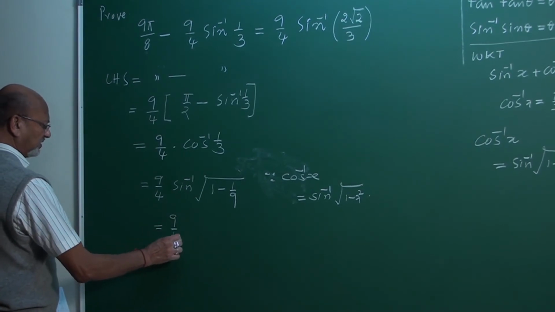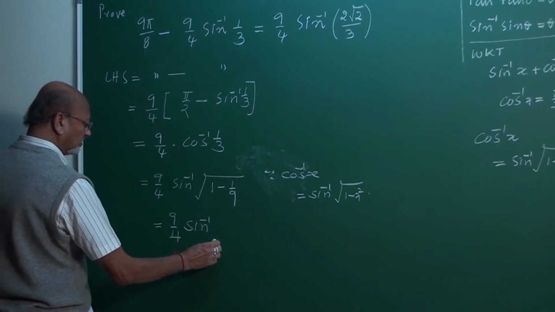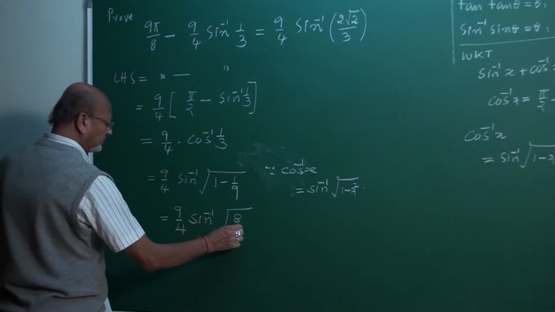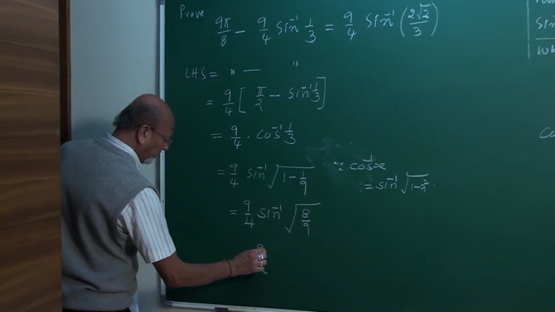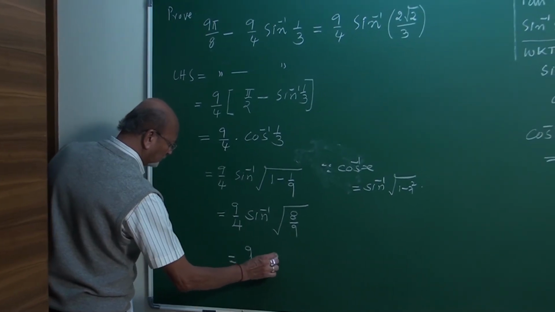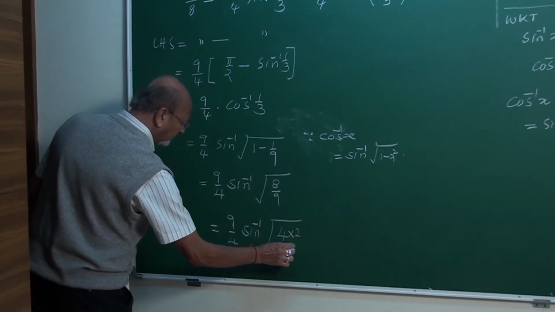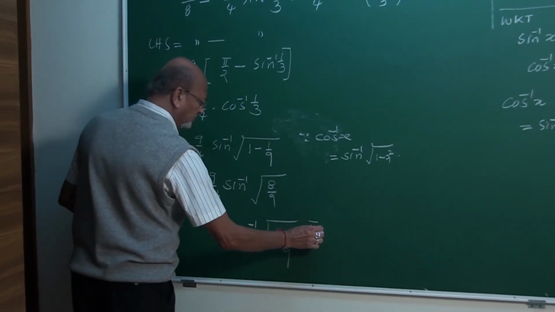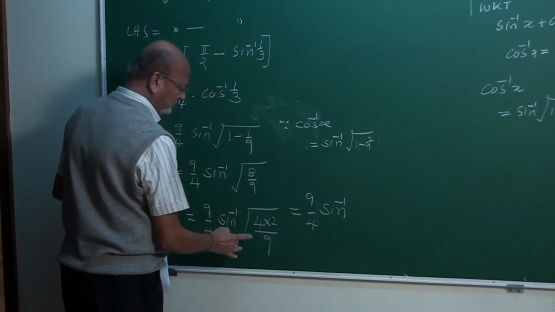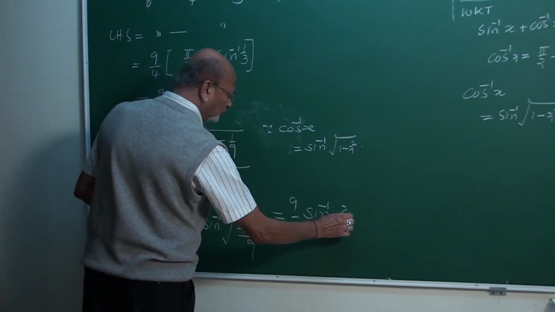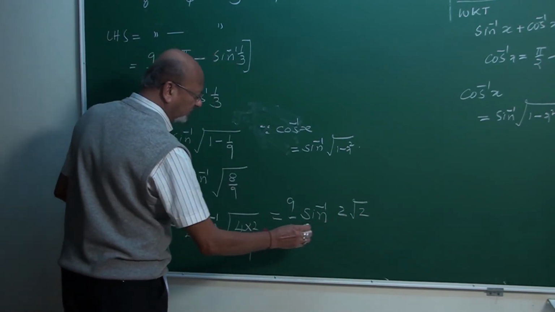It is 9 by 4 sine inverse square root of 9 minus 1, square root 8 by 9. What is this? It is 9 by 4 sine inverse, square root 8 can be written as 4 into 2. Denominator is 9. Simplify it. Square root of 4 is 2, square root of 2, square root of 9 is 3.